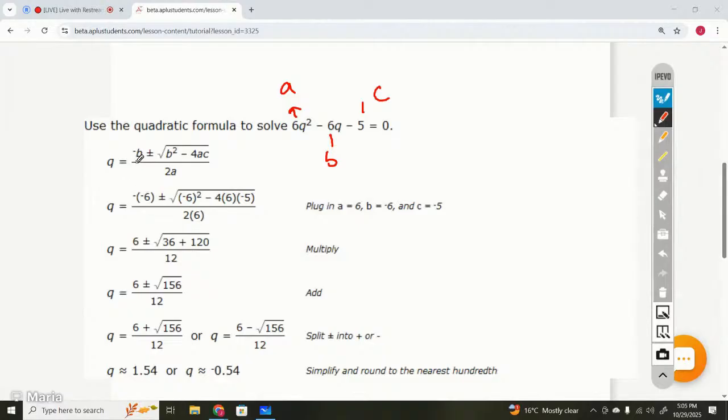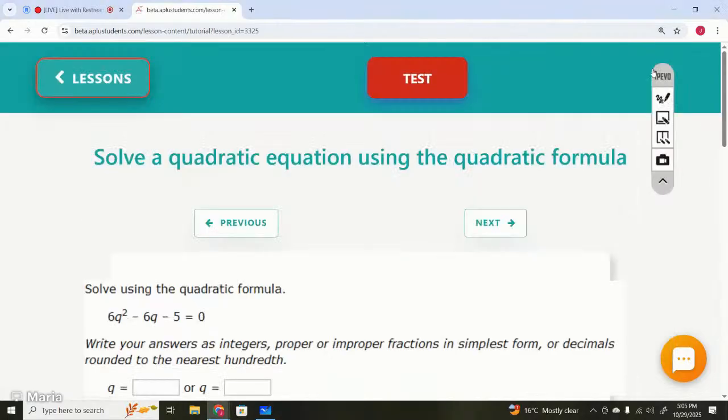So negative b is negative 6, square root b square minus 4ac divided by 2a. So just put the values in the equation. So just solve the equation. So q is either 1.54 or q is 0.54. Let's just start with the test questions.